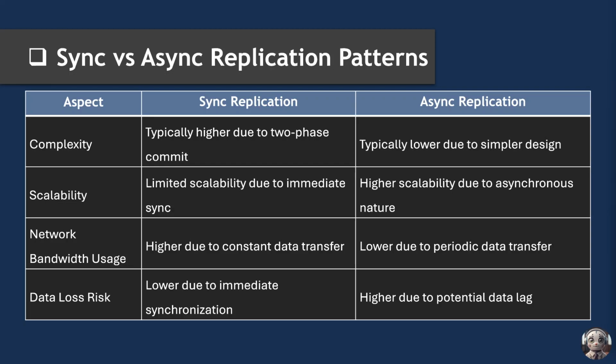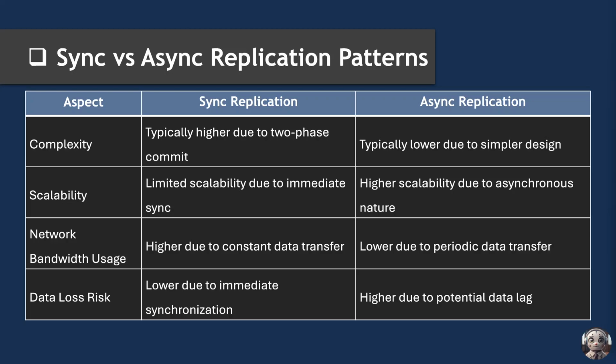In terms of scalability, synchronous replication may have limited scalability due to the immediate synchronization requirement, whereas asynchronous replication offers higher scalability due to its asynchronous nature, enabling it to handle larger volumes of data more efficiently. Regarding network bandwidth usage, synchronous replication typically consumes more bandwidth due to constant data transfer, whereas asynchronous replication uses lower bandwidth, as data is transferred periodically or based on a schedule.